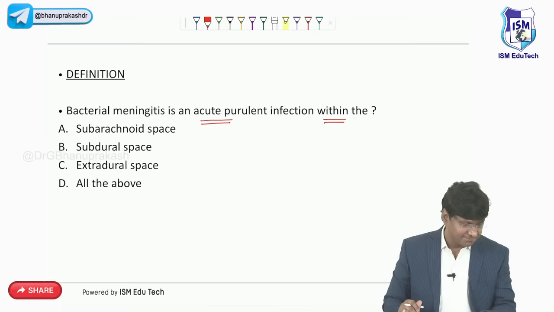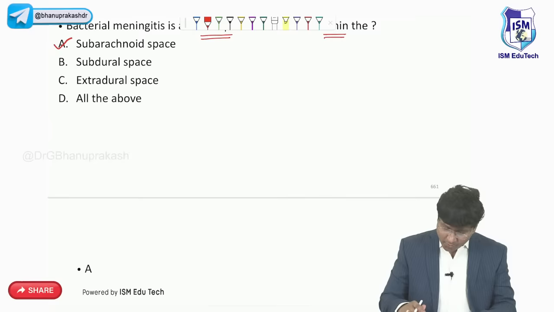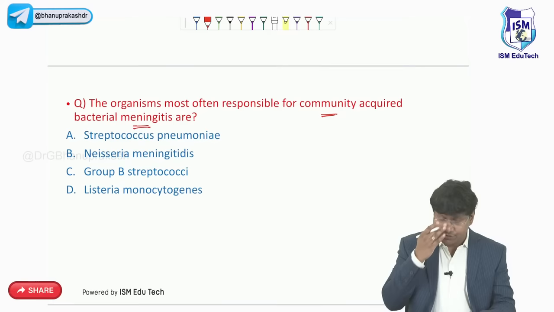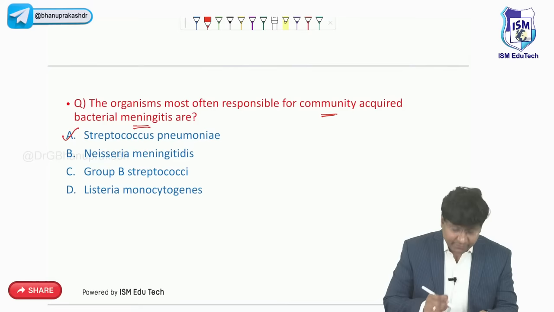Bacterial meningitis, remember, is an acute purulent infection within the subarachnoid space. It is not all of the above; it is only in the subarachnoid space. And you should know the most common organism responsible for bacterial meningitis. Among the options given to you, which is the most common organism? That will be Streptococcus pneumoniae.